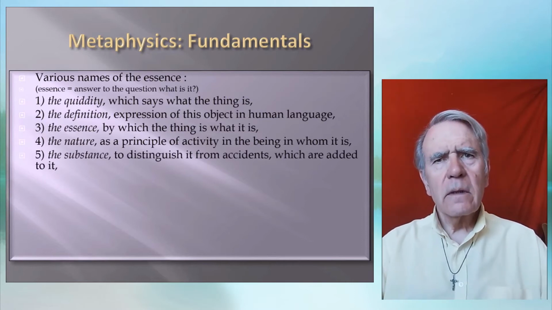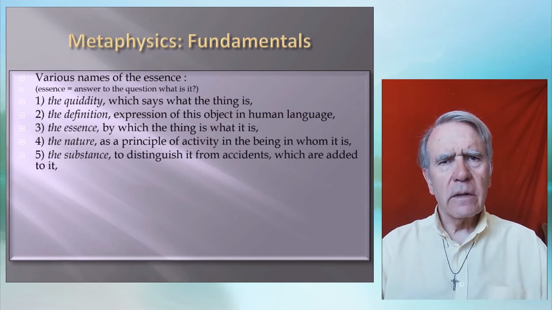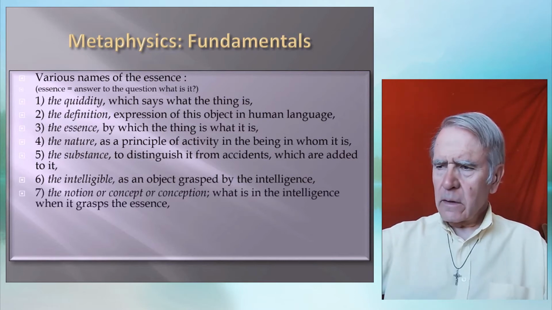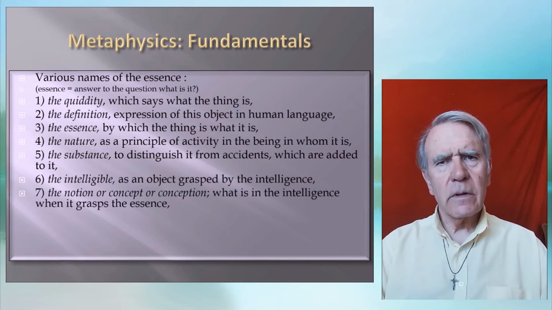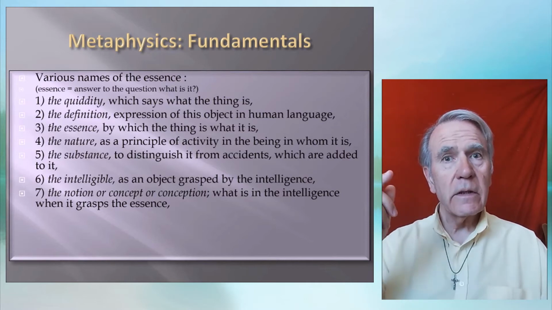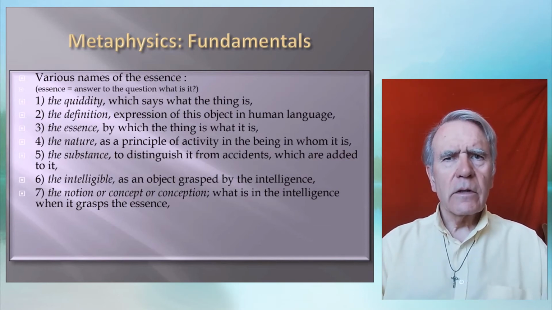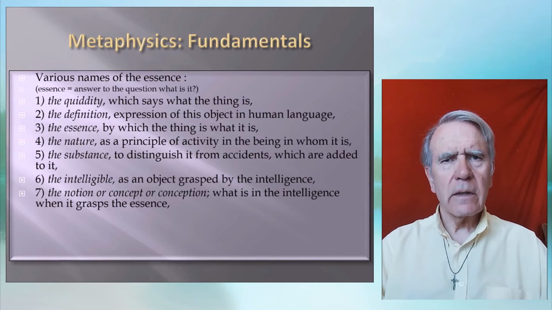Fifth, the substance, to distinguish it from accidents, which are as if added to it. We will see how. Sixth, the intelligible, as it is the object grasped by intelligence, as the sensible is that which is grasped by the senses. Seventh, the notion or concept or conception, that is what is in intelligence when it grasps the essence, when it understands. The notion is in the intelligence what the intelligence is in the thing.